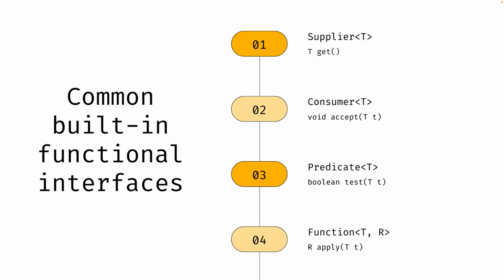And then we have the Function, and Function accepts one argument and produces a result. As you can see, this one has two generics. So the input T and the output R could be of different types. For example, it could accept a String and then return perhaps the length of the string, which could be an int.